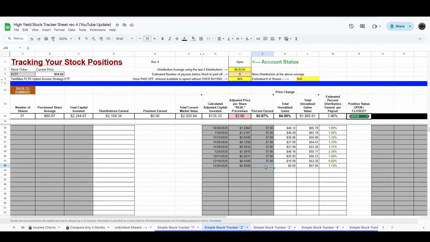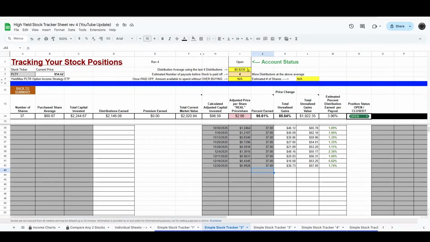So let's enter in the number of shares. And how many shares do I have? I still have those 37 shares. So we'll enter in 37, and that real price per share of $3.66 now becomes $2.66. Very nice, right? So instead of 5 distributions, now I only have 4 distributions left because that was over that 82 cents for that average. 99 cents is definitely over that.